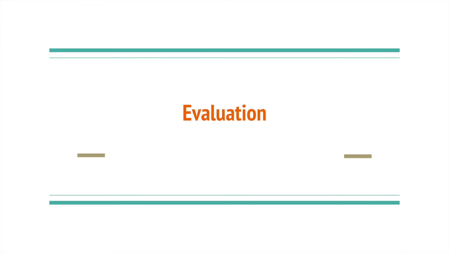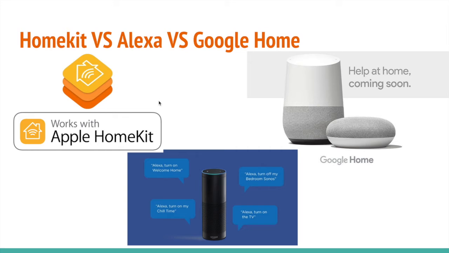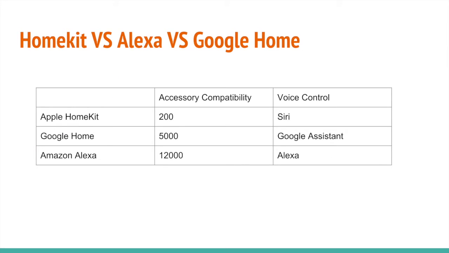We would like to evaluate the Apple HomeKit platform. Nowadays, similar platforms are also developed, for example, Google Home and Amazon Alexa. In this section, we will compare them respectively. Firstly, we will talk about the accessory compatibility of the three platforms. In this area, it's a simple numbers game.